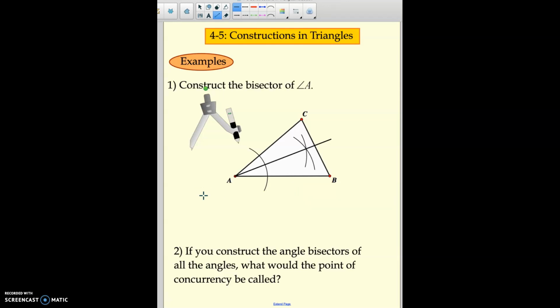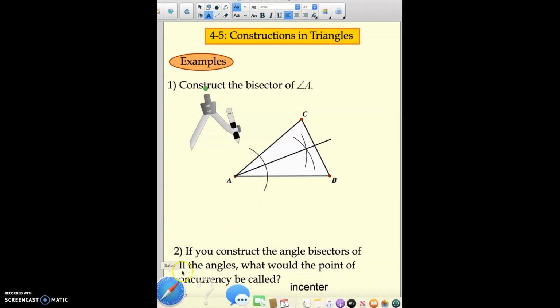So for question 2, if you construct the angle bisectors of all the angles, what would the point of concurrency be called? If you remember correctly, that would be called the incenter. So it's the incenter of that triangle.